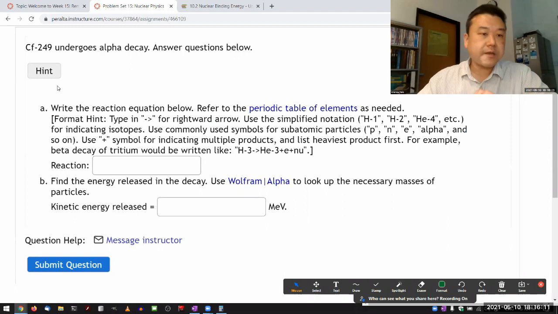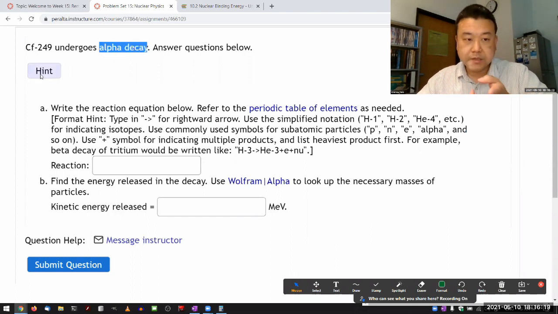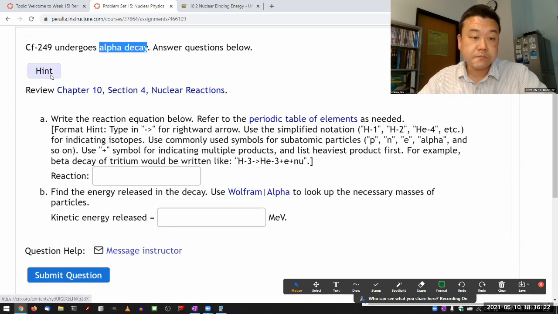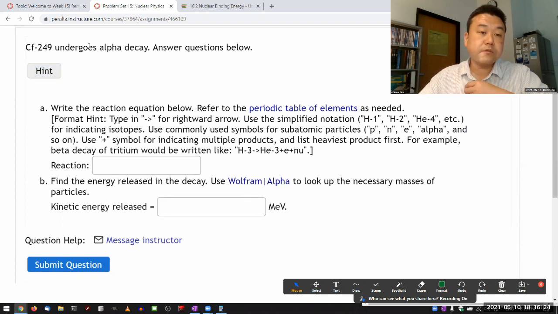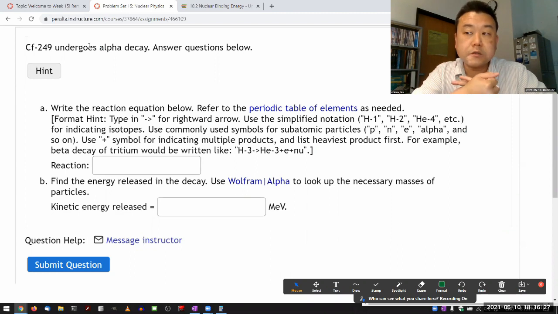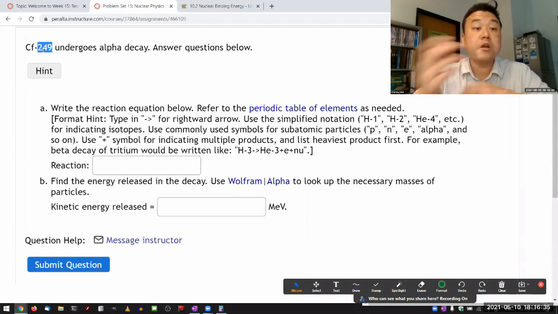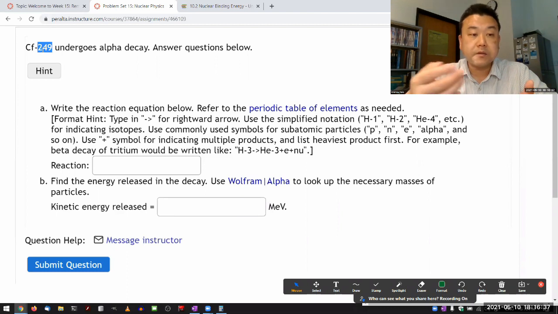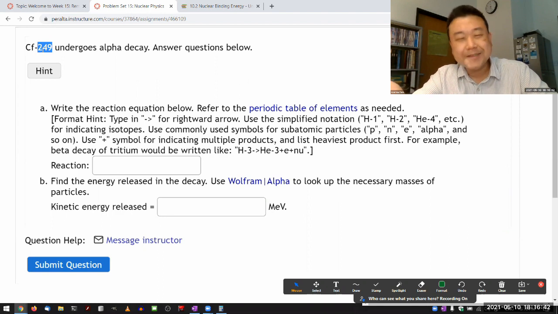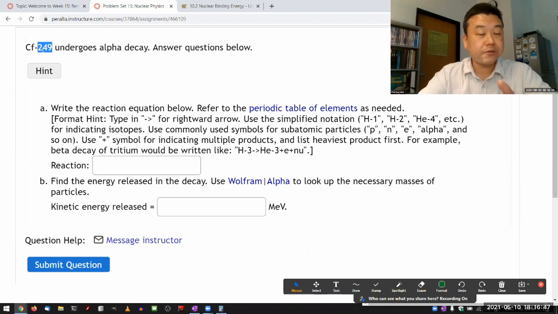The thing that you need to understand here is you have a californium, an element, and it says it's undergoing alpha decay. And as you will see in the hint, it's covered in section 10.4. You have to understand with the different types of nuclear decays, what changes and what doesn't change. With the beta decay, the mass number doesn't change, but the charge quantities will change. Because with the beta decay, if just regular beta decay, not beta plus, then one of the neutrons has turned into a proton emitting an electron.